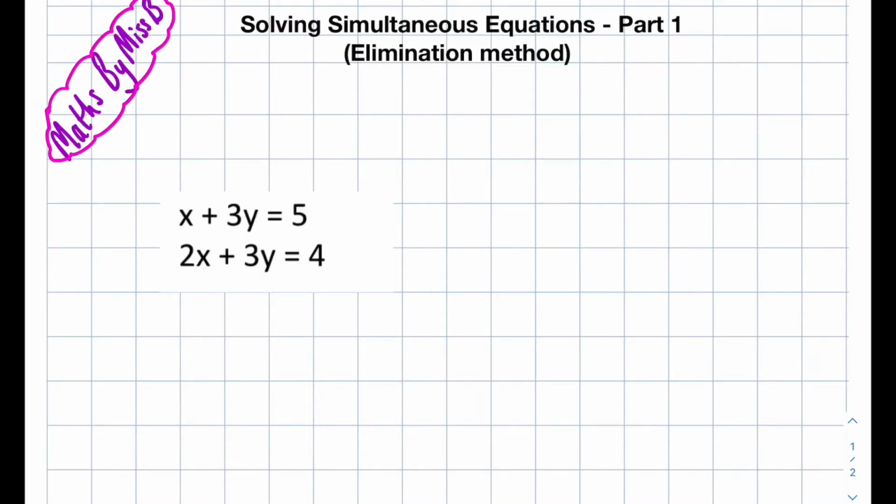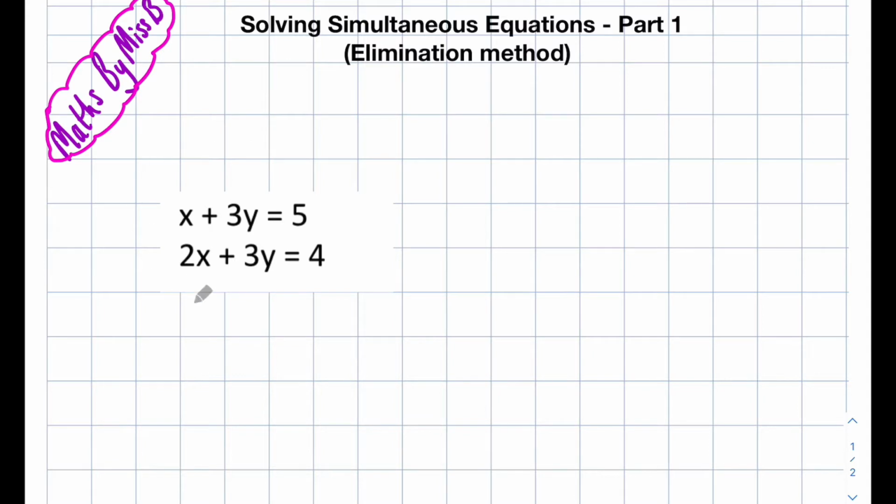Today we're going to be looking at solving simultaneous equations using the elimination method. There's two methods that you could use to solve simultaneous equations. You could use this elimination method. The second method is the substitution method. We'll be looking at the substitution method in one of the next set of videos that I will be uploading.